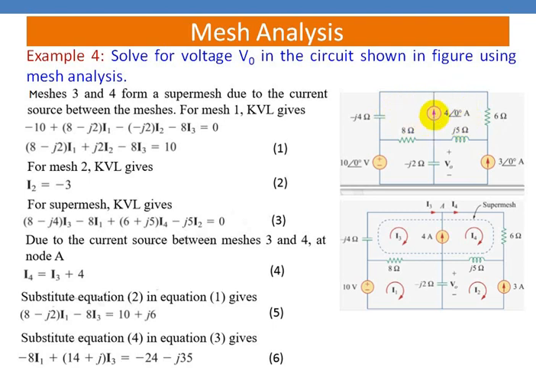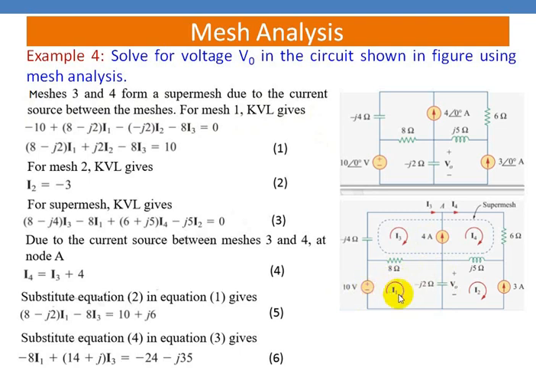Without considering this current, we have to write the equations. Now let us see how to write the equations. Mesh 3 and mesh 4 form a super mesh due to the current source between the two meshes. For mesh 1, KVL gives, so for this mesh we have to write the equation.